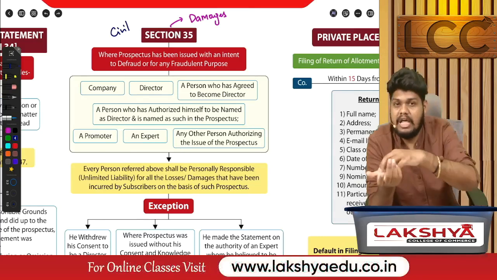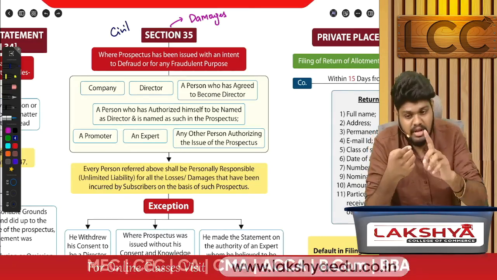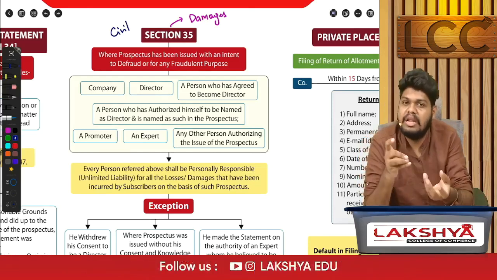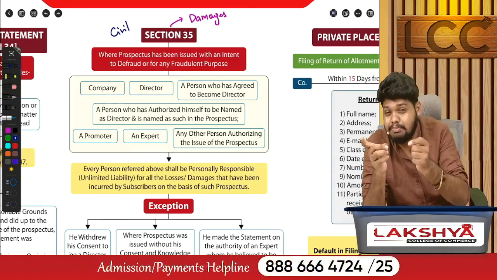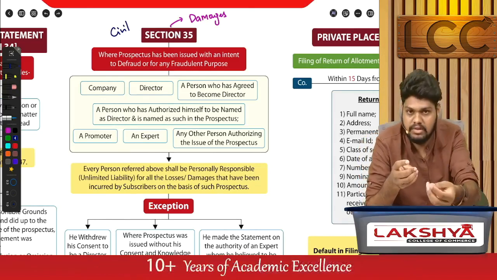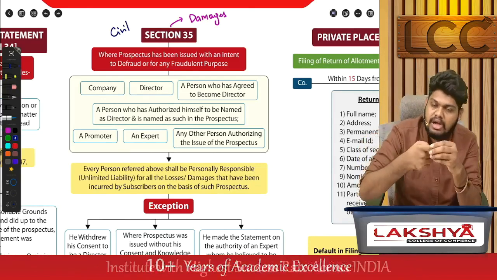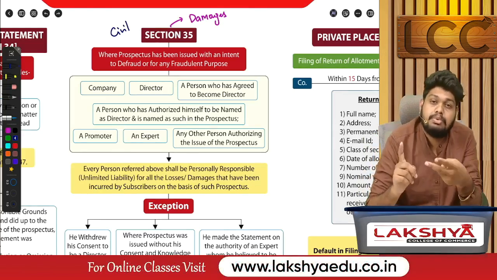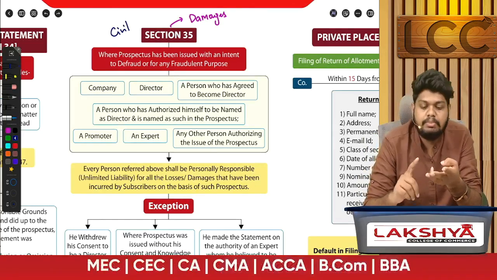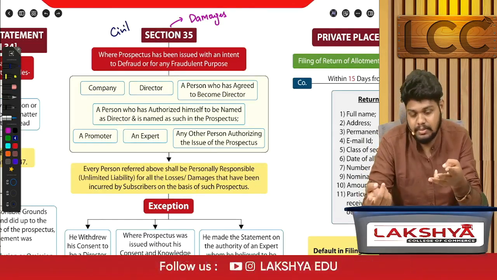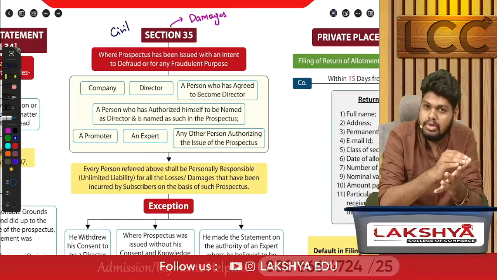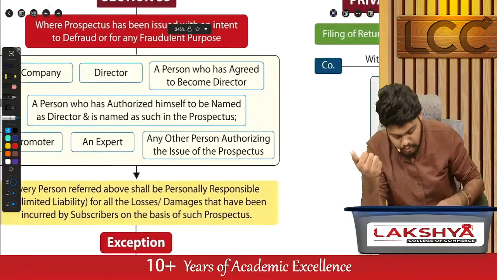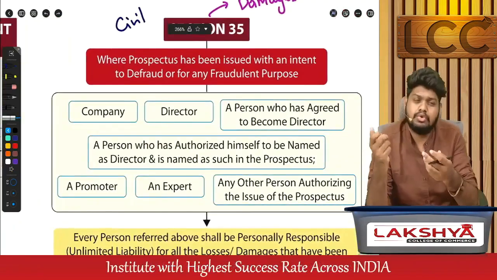But the question is, who is liable? This is very important, guys. Who is liable? First thing, the company. Along with the company, there is a set of people who are liable in the process. We have a total of 6 people who are liable along with the company. So the answer starts with the company, including the director, a person who is proposed to be appointed as director, a person who is named as director in the prospectus, experts, promoters, and any other person who has authorized the issue of the prospectus.